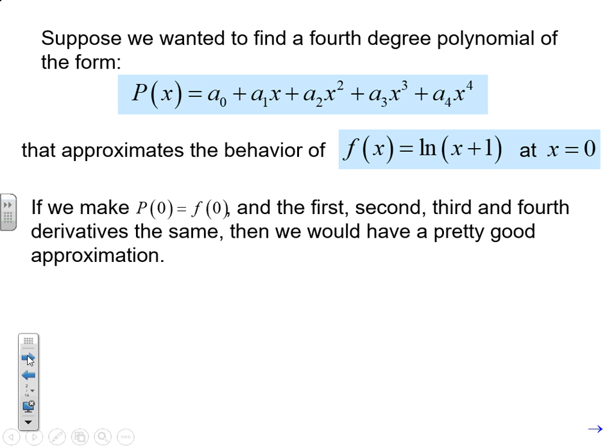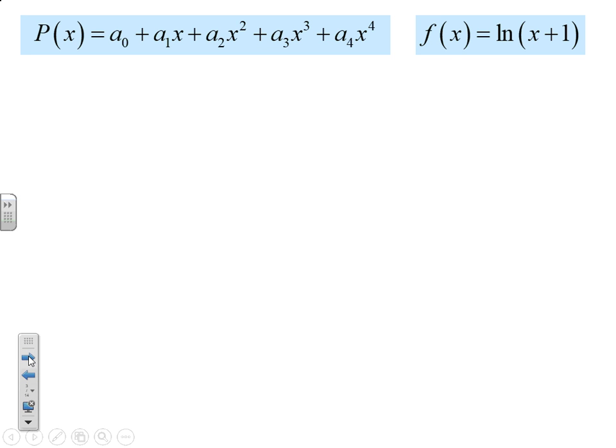Okay. So we want our polynomial at 0 and our function at 0 to be the same. And we want the first derivative to be the same. And we want the second derivative to be the same. And we want the third derivative to be the same. And we want the fourth derivative to be the same. Right? If we're going to use them to be equal there, those would all need to be the same. So here's our polynomial that we're going to use to model the natural log of x plus 1 at 0.